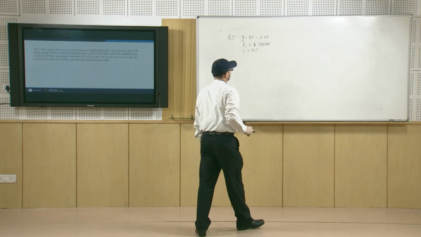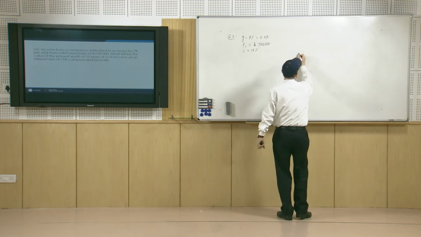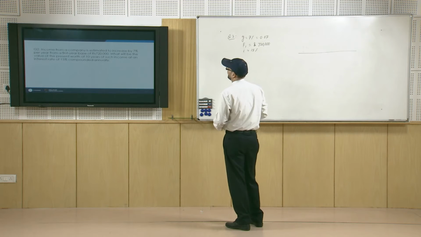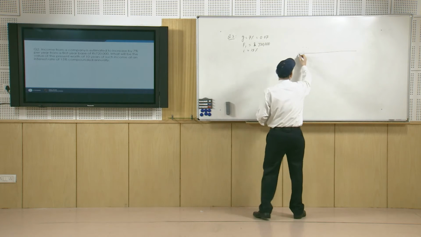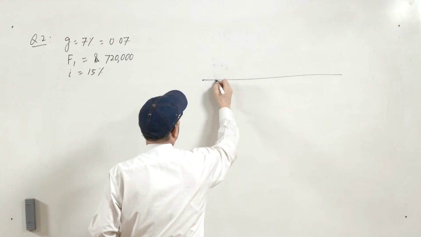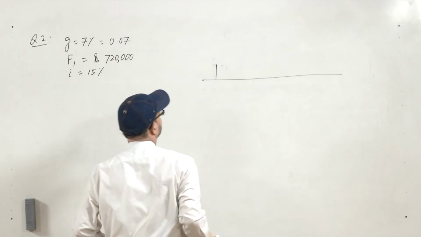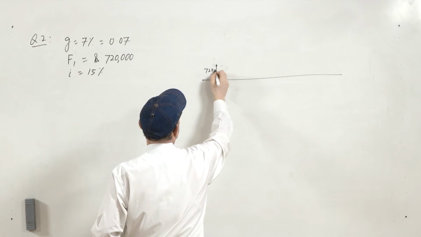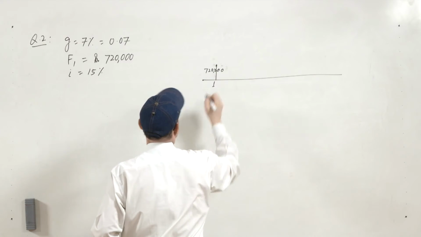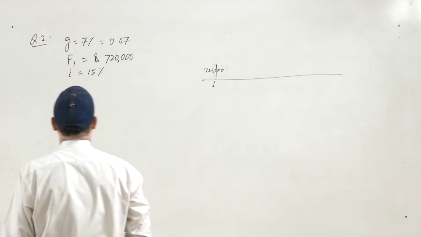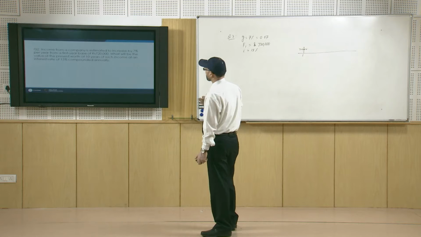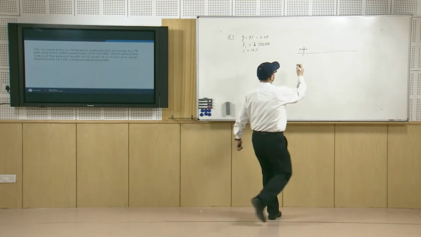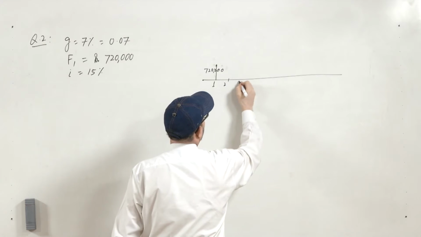So, let us see the cash flow diagram. The cash flow diagram tells that in the first year it is 720,000, and it is growing further up to 10 years.